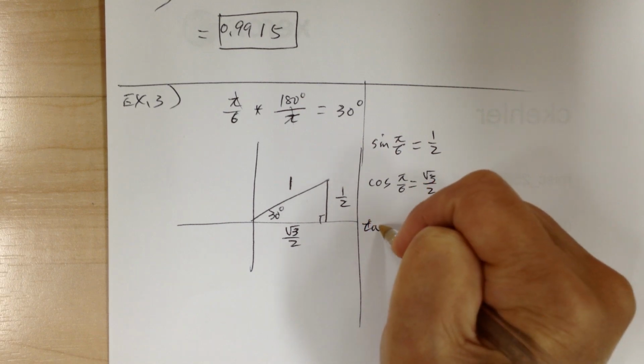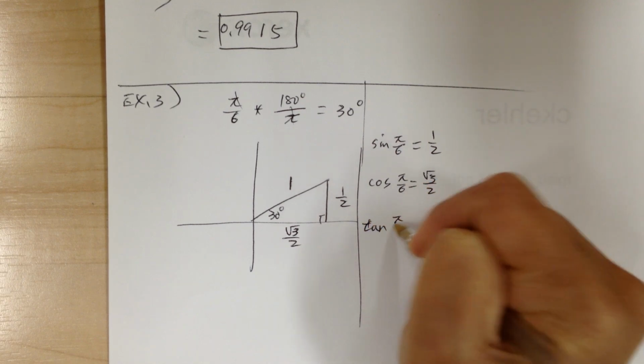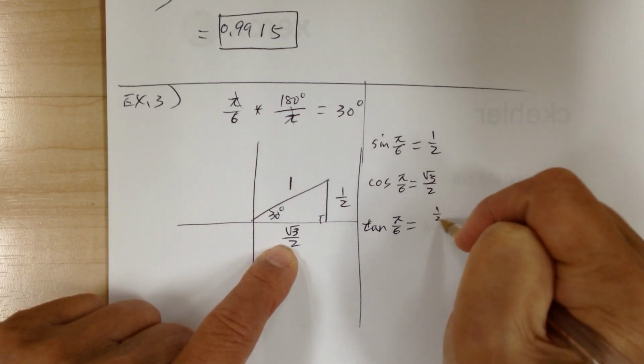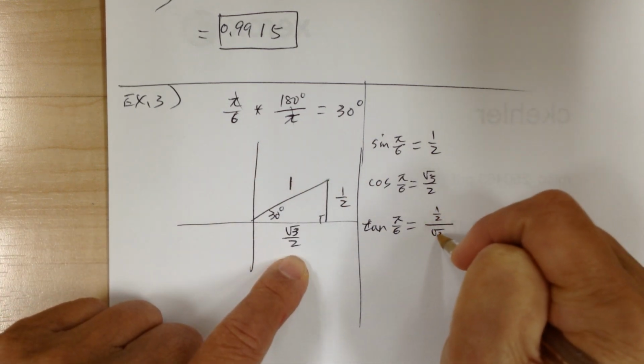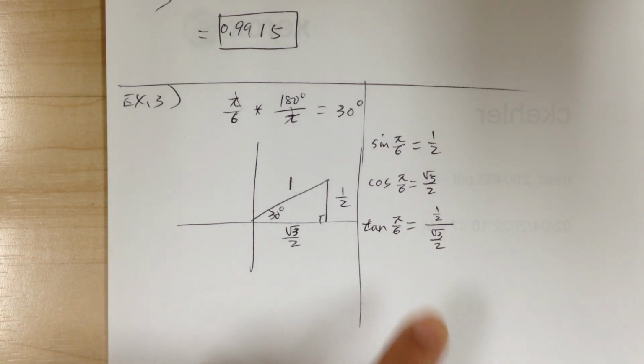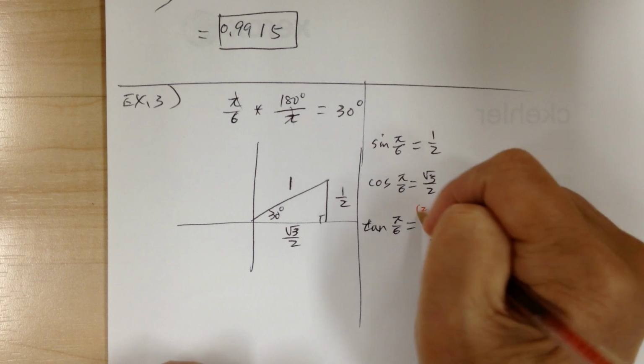And tangent theta, or tangent of pi over 6, is equal to y over x, so it would be 1/2 over square root of 3 over 2, okay? And again, you multiply by the common denominator, so multiply by 2.